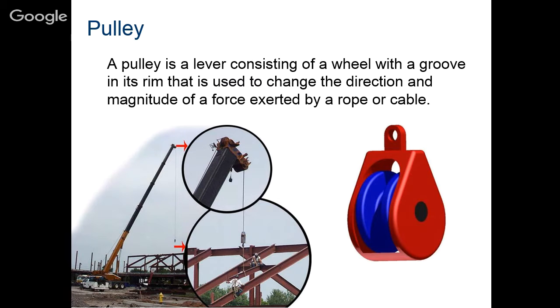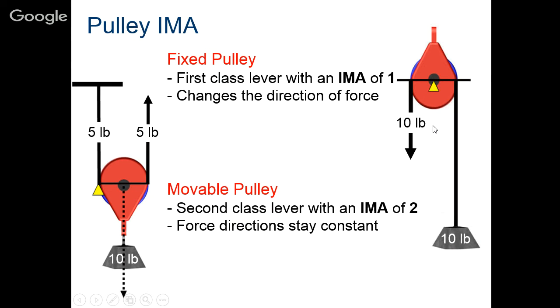Today we are going to be talking about the mechanical advantage of pulleys. So pulleys, we can consider a lever using a wheel and groove and a rim just to change the direction and magnitude of a force exerted by a rope or cable. So unlike levers and wheel and axles, in order to find the mechanical advantage of a pulley system, we're not measuring anything. All we're really doing is noticing the makeup or the characteristics of the pulley setup.